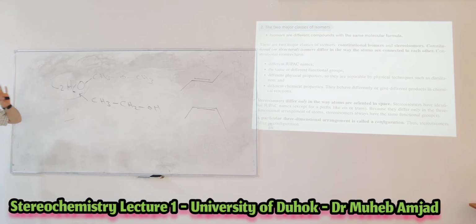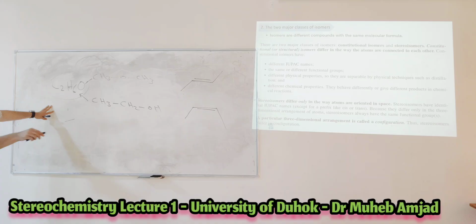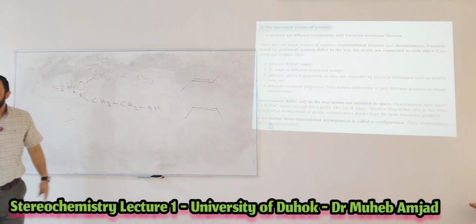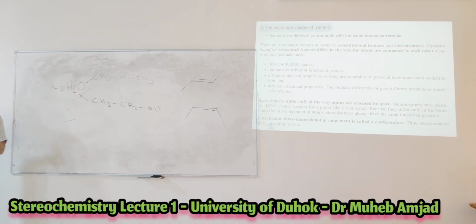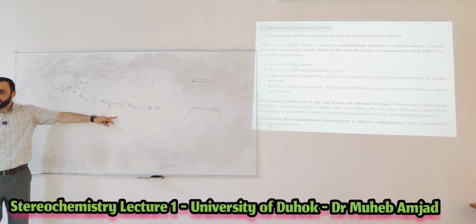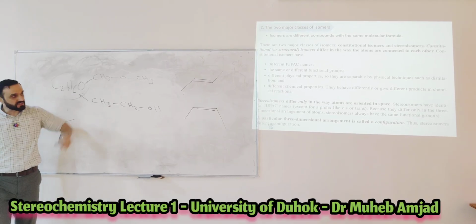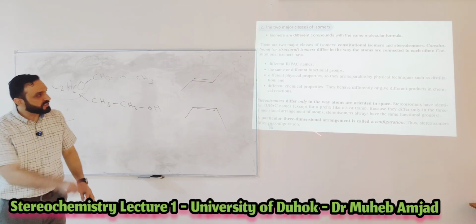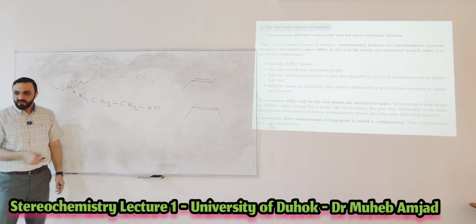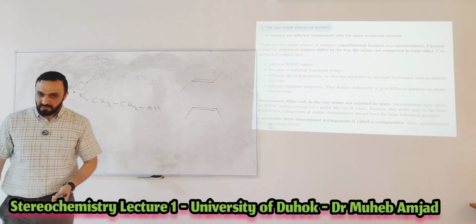Now, we talk about constitutional isomers. First thing is what? Different name. Secondly, the same or different functional group. Maybe same functional group, maybe different functional group. Look at this, ether functional group, and this OH, that means different functional group. Do you understand? Different functional group. Third one, different physical properties. Of course, different physical properties. Or chemical properties, of course, it will be different chemical properties.